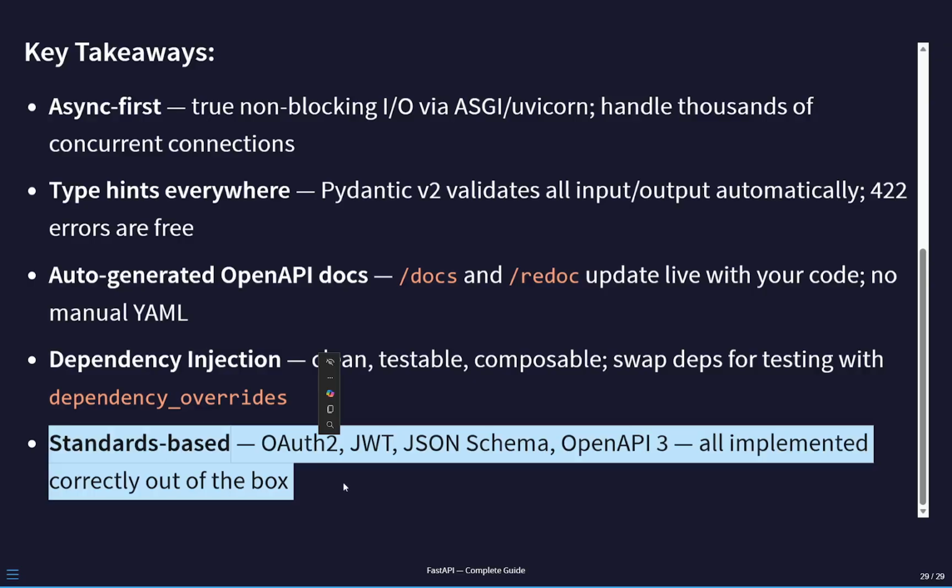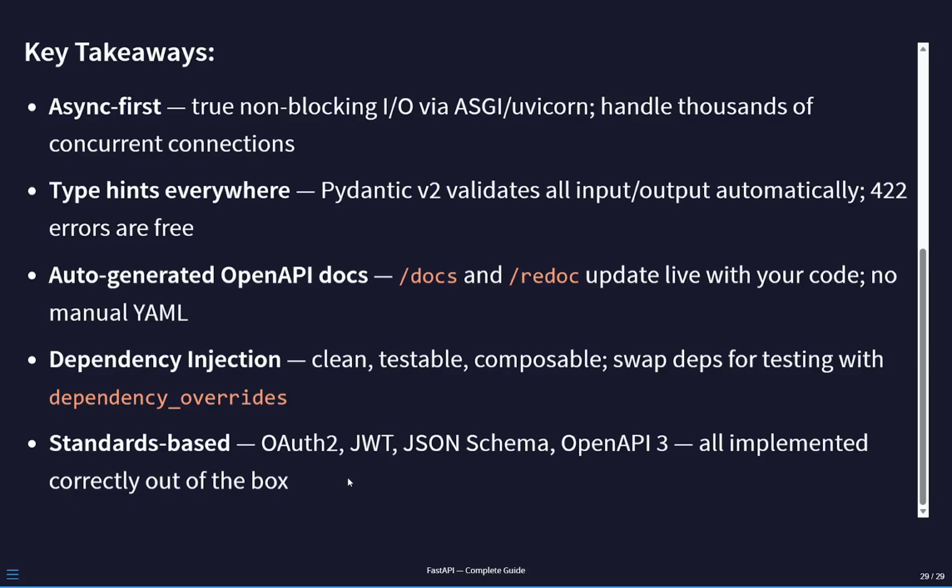5. Standards-based. OAuth 2, JWT, JSON Schema, OpenAPI 3, implemented correctly out of the box. You're not reinventing auth or documentation, you're configuring well-defined standards. And that's FastAPI, from architecture all the way to production deployment.